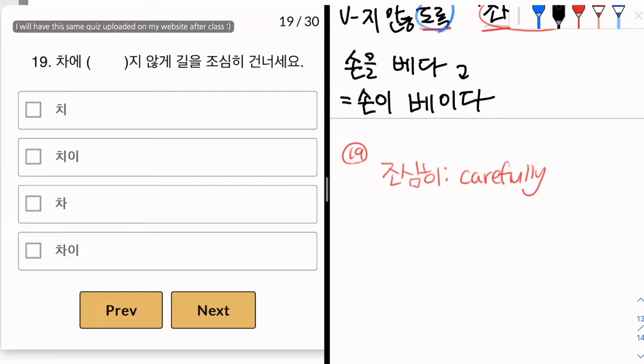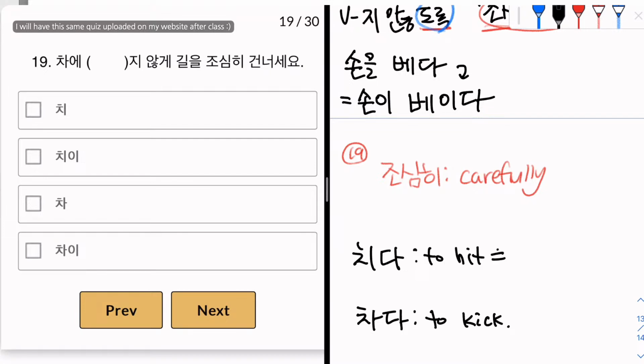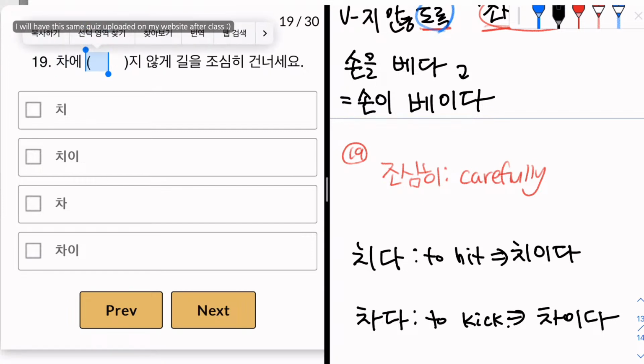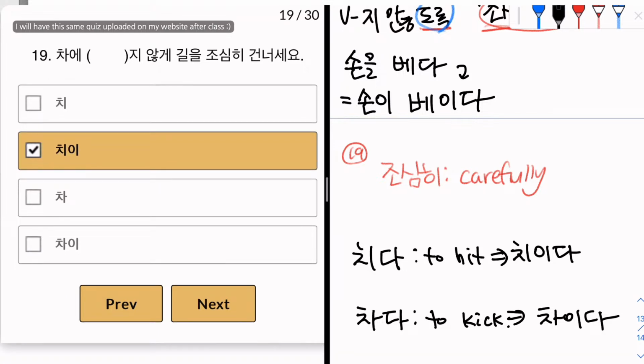So here I put the two verbs that look very similar but have different meanings. 치다 means to hit, guys. And 차다 means to kick. And their passive forms would be 치이다 and 차이다 respectively. And since we want to use the passive form, because it means so that you don't get hit, right? You don't receive hitting. You want to use the passive form, so you can use 치이다. 차에 치이지 않게 길을 조심히 건너세요. So that you don't get run over by a car. 길을 조심히 건너세요. Carefully cross the road, cross the street.